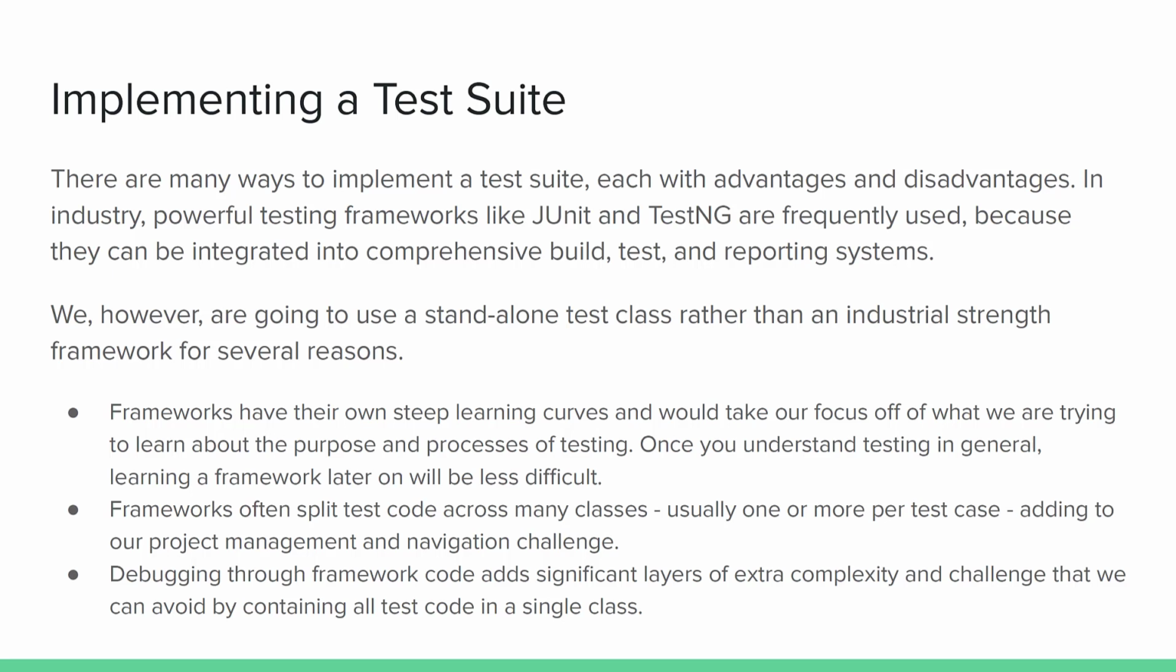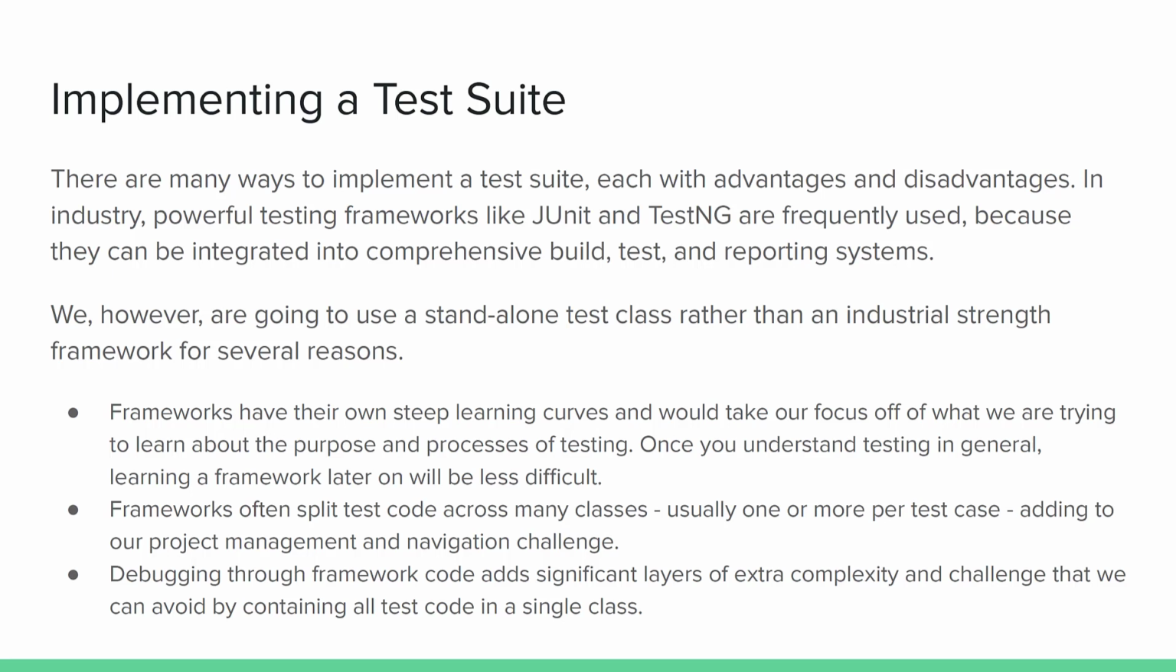Now, there are many ways that I can implement a test suite, and they all have their advantages and disadvantages. In a production industry setting, usually a high-powered testing framework like JUnit or TestNG gets used because they have great advantages. They can be integrated into comprehensive building systems. You can use them to generate automated reports every time the tests are run. There are a lot of advantages, but they also have a great deal of overhead, and they all have their own learning curve.